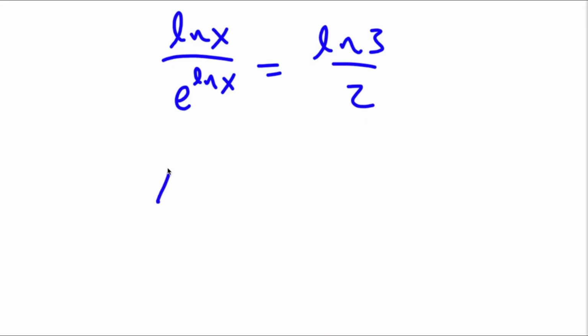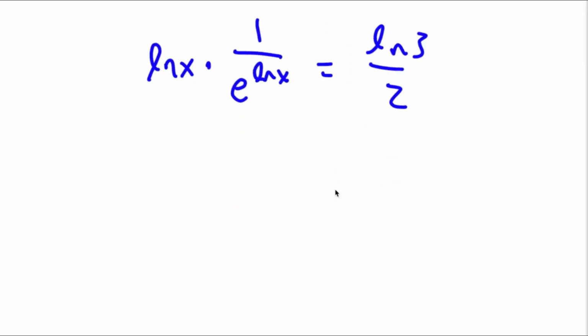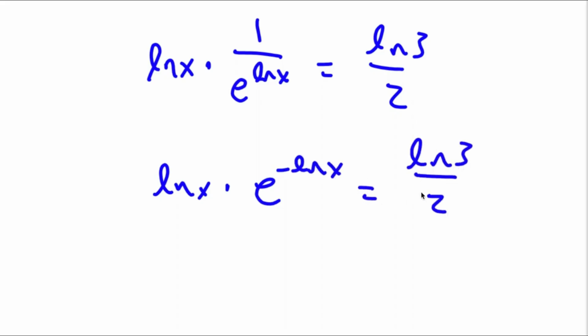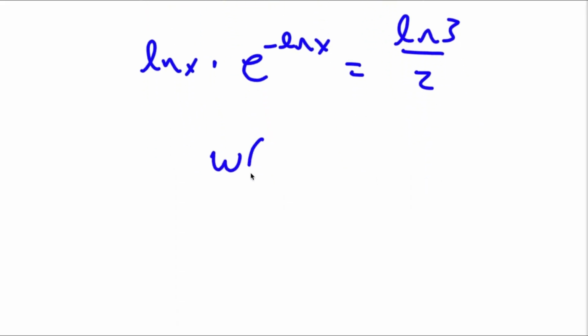Now this is the same thing as ln x times 1 over e to the power of ln x is equal to ln 3 over 2. And 1 over e to the power of ln x, that's the same thing as e to the power of negative ln x is equal to ln 3 over 2. Now, if I take the W Lambert function of something in the form a times e to the power of a, this is equal to a.